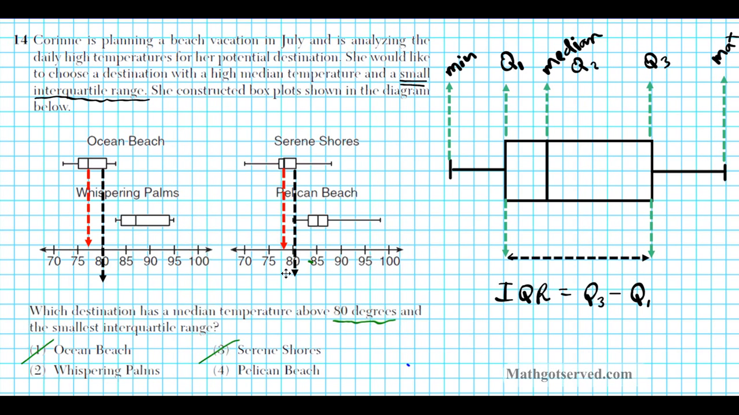Okay? The second condition is smallest interquartile range. So if you look at the width of these two boxes, which one is smaller or narrower? Clearly, Pelican Beach is much narrower than Whispering Palms. So our answer is Pelican Beach because it has a smaller interquartile range. So the answer is option number 4.